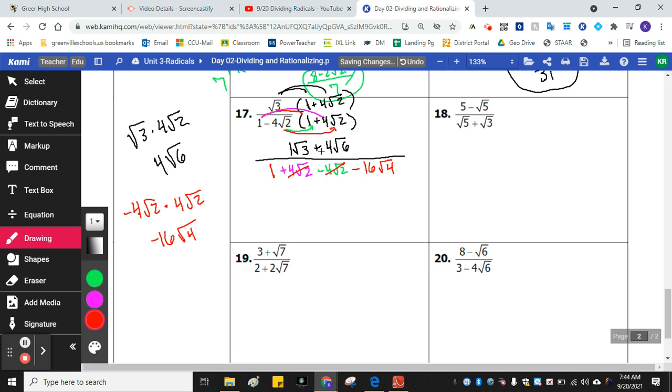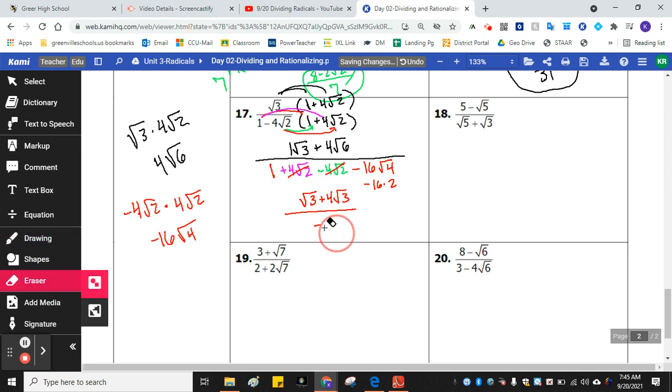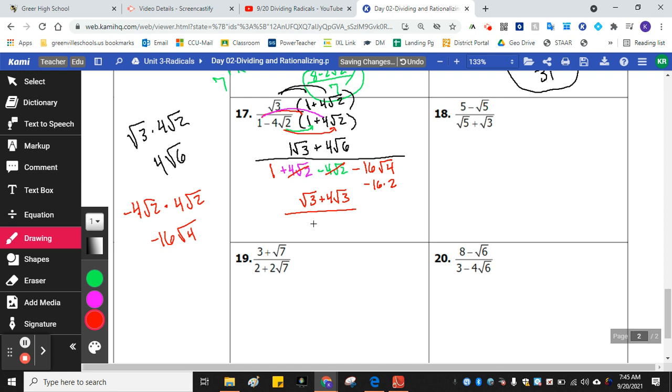1 square root of 3 plus 4 square root of 6. You can't add those because one's a 3 under the radical, one's a 6. They're not like terms. So we're just going to leave it square root of 3 plus 4 square root of 6 on top. And on bottom you have 1 minus 16 times the square root of 4. The square root of 4 is 2, so 16 times 2 is 32. And 1 minus 32 is negative 31. That's your answer. Radicals out of the denominator.